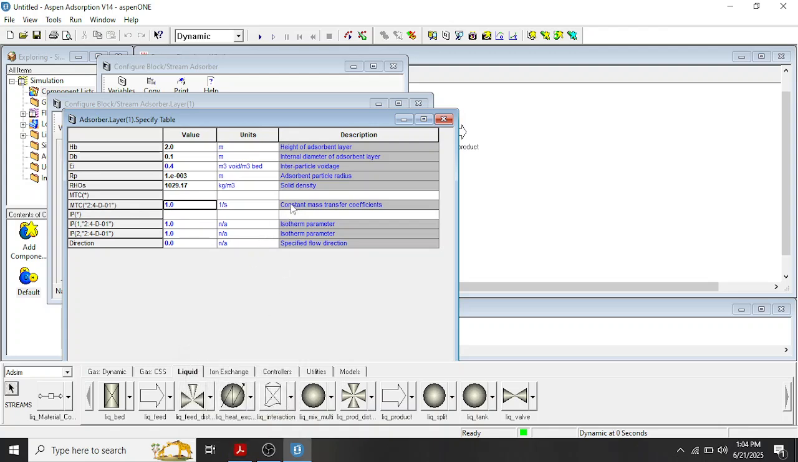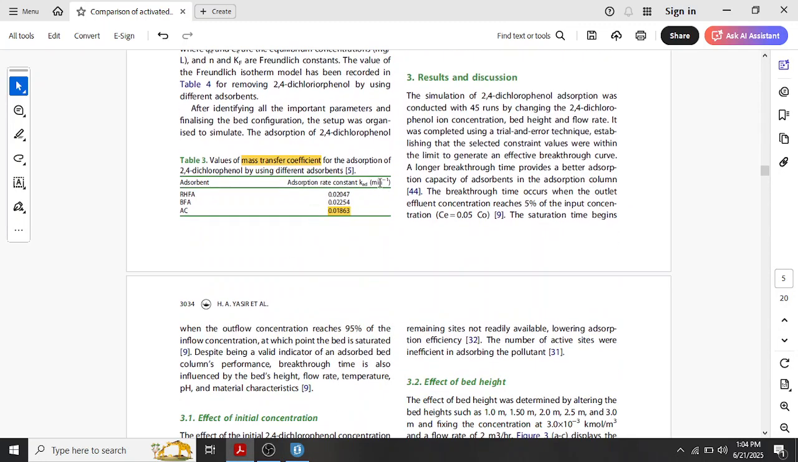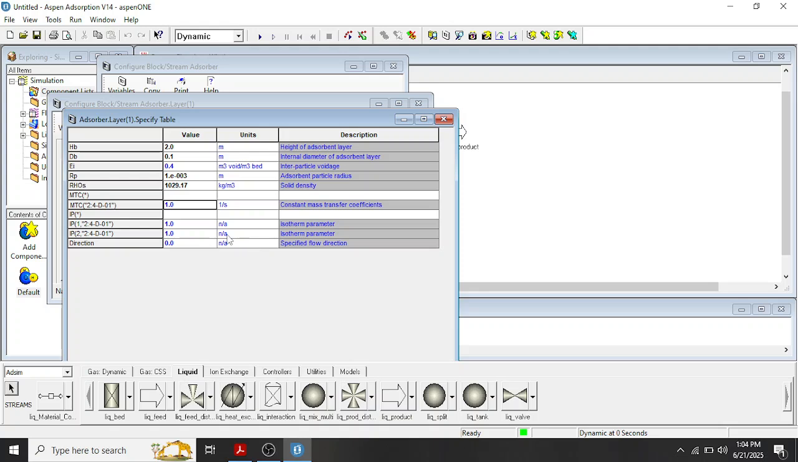And this is the constant mass transfer coefficient. This is obtained from equations, and it is given here. The constant mass transfer coefficient is this one, in 1 over minute unit. It can be in 1 divided by second, but here it is in 1 divided by minute. So 0.01863. Let's check it.